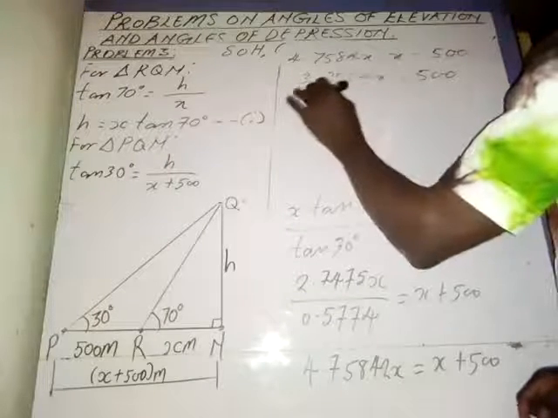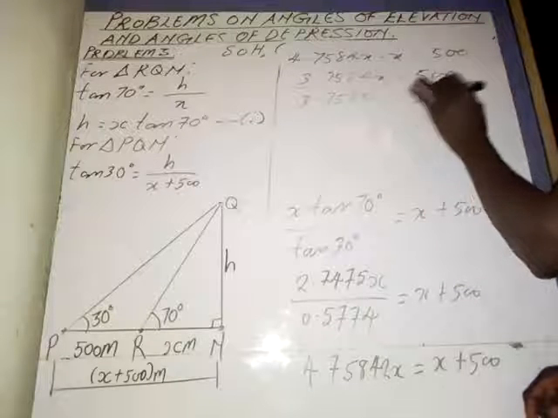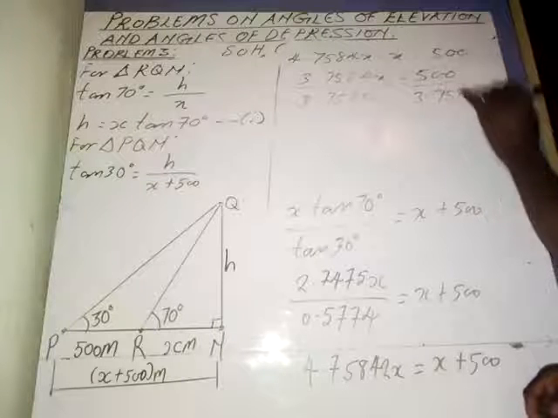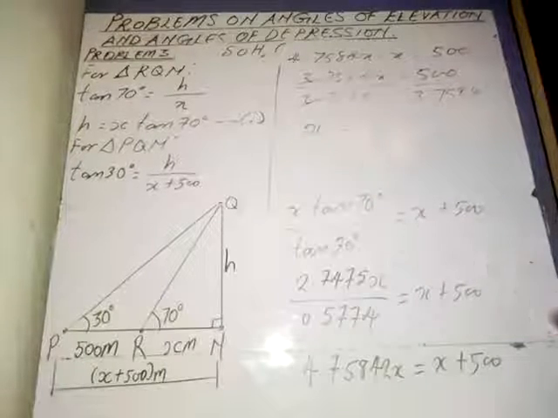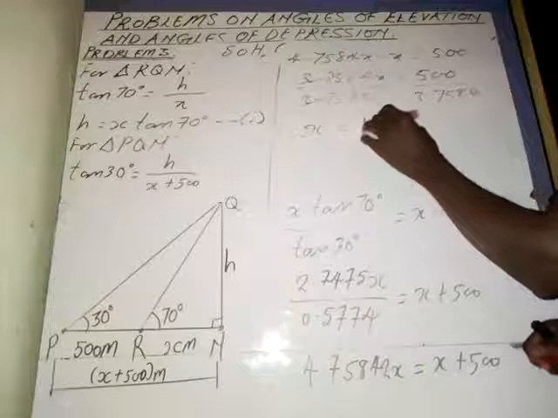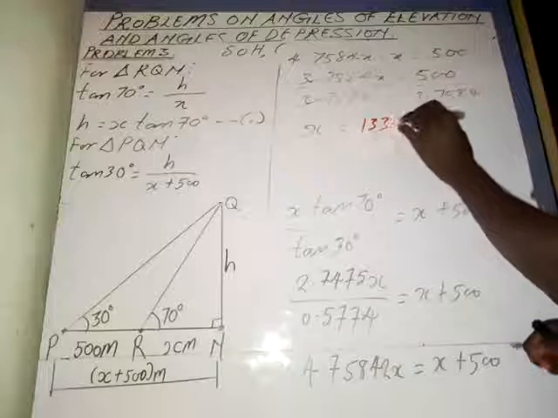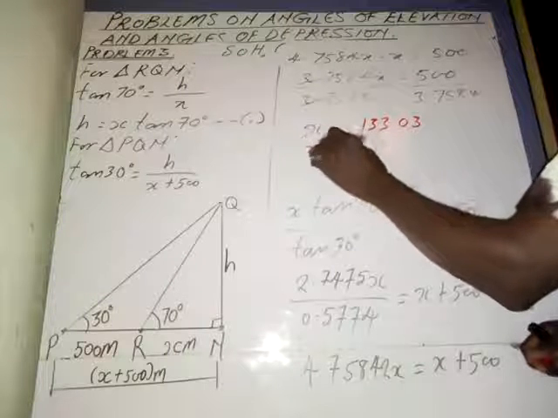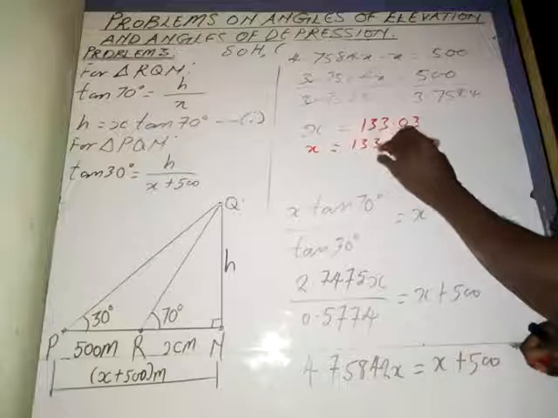So then I will divide both sides by 3.7584. So this cancels this. So x is now equal to, let me use another marker, 133.003. So x is approximately, or x is equal to 133 meters.